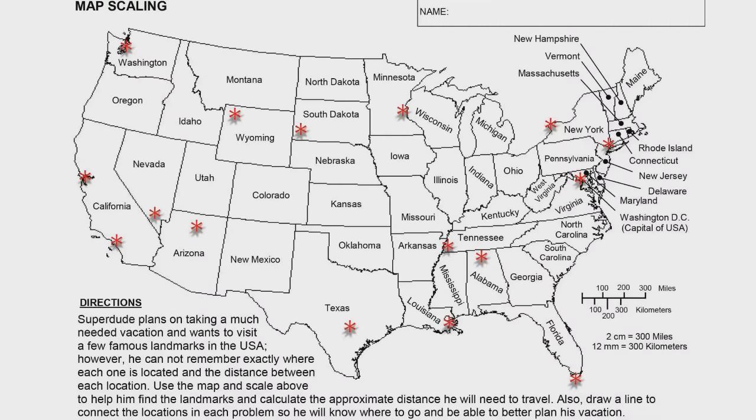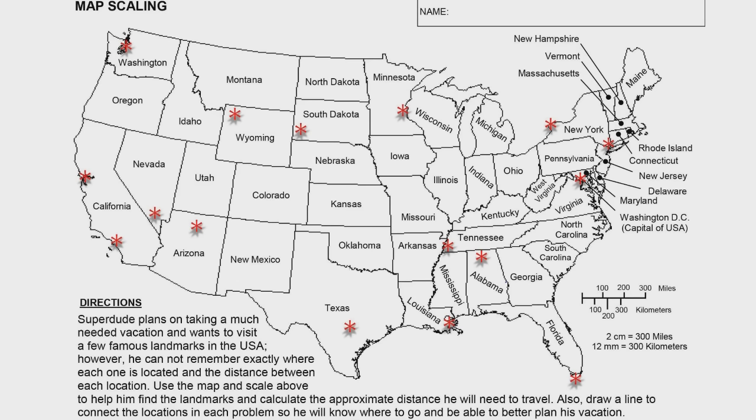Today you're working on a map scaling worksheet. And this map represents the United States of America. If you didn't know or you forgot, scaling basically means you're using a larger or smaller object to represent something in the real world. This map is a smaller version of the United States of America, because of course you can't carry the United States of America in your pocket.